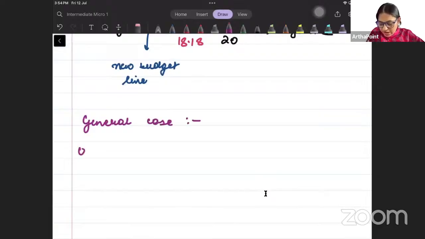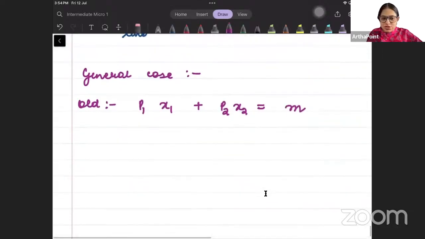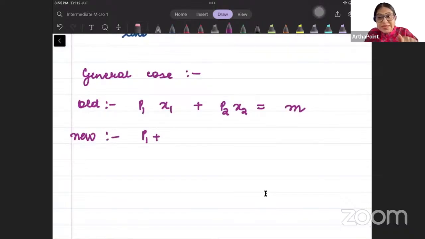So generally, if my old budget line is P1 X1 plus P2 X2 is equal to income of the consumer, what is my new budget line, beta? P1. Tax is on good 1. What percent is it? Suppose V%, or T%. You can keep any percent. So T% of P1. This new price becomes P1 plus T% of P1.